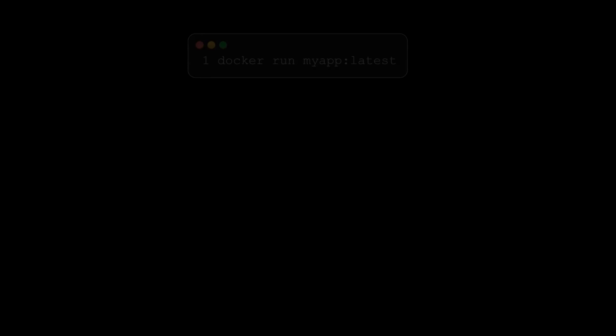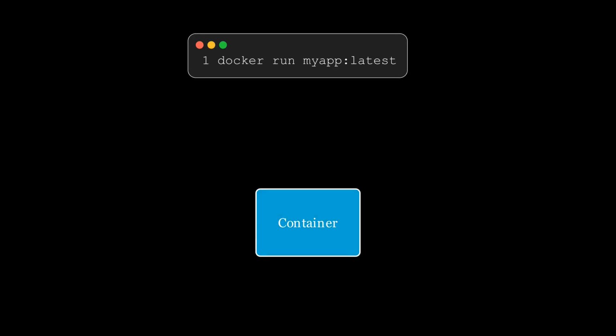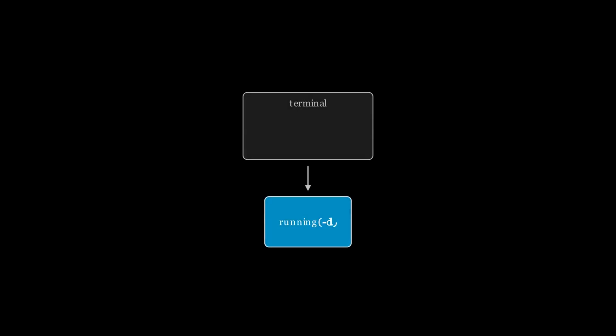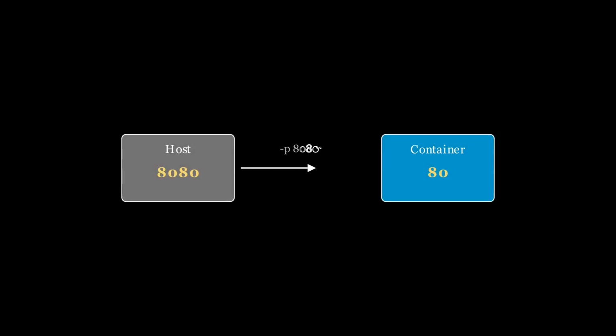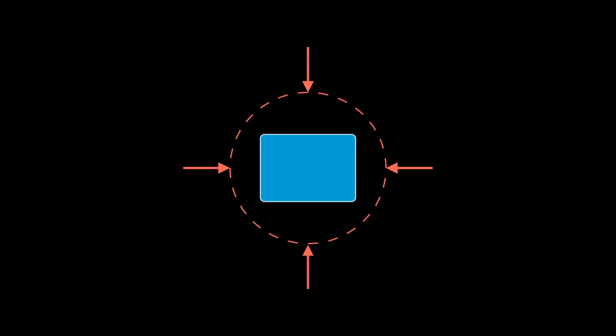An image is inert until you run it. docker run starts a new container from that image. The -d flag runs it in the background, detached from your terminal. -p maps a port on your machine to a port inside the container, here 8080 outside to 80 inside. Without that mapping, the container is completely isolated. No traffic from outside can reach it.